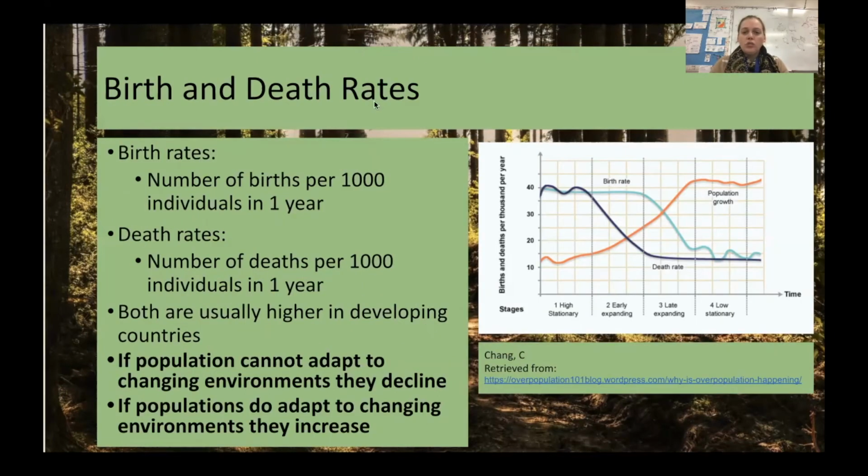When you see the word rate, I want you to think about speed. So a birth rate is the number of individuals that are born in a year for every 1,000 individuals in that population.